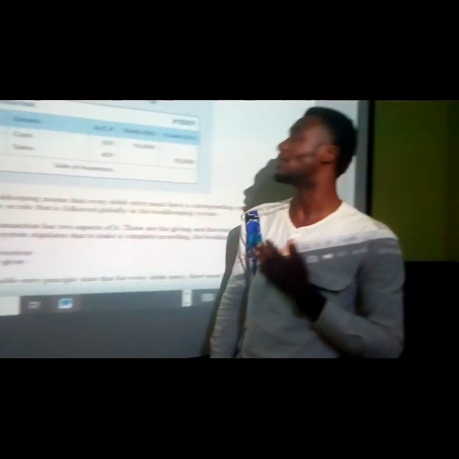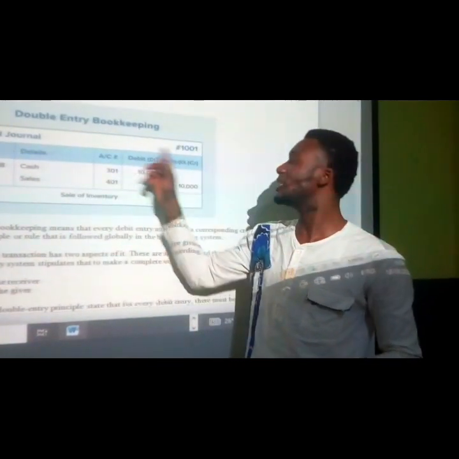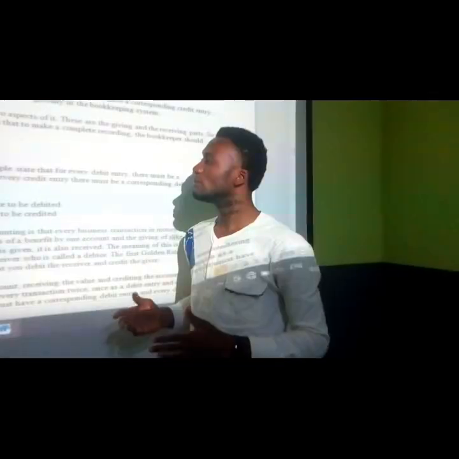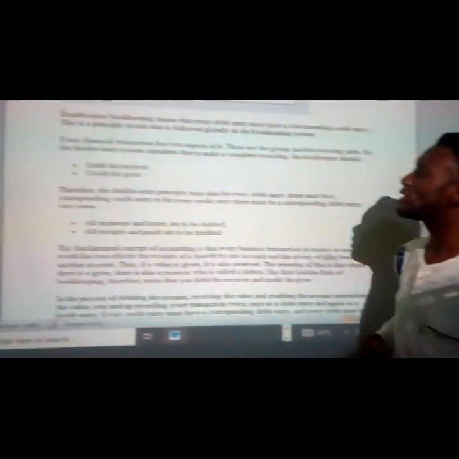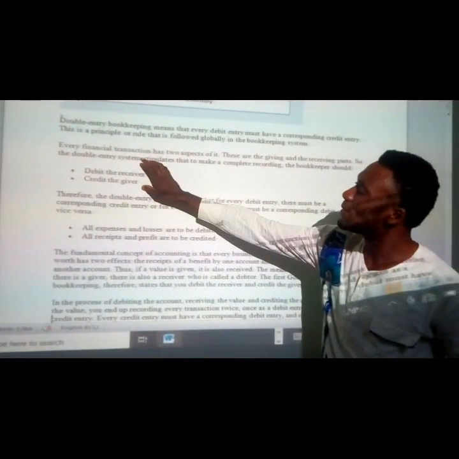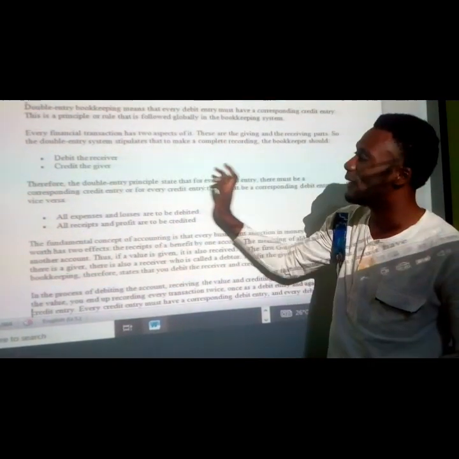That means, looking at this, you see both the receiving part and the giving side. Which one is the receiving part? The receiving part is the credit part, while the debit side is the giving part. Now, continue with this. You can see that we have two types in double entry: debit, which is the receiver, and credit, which is the giver.